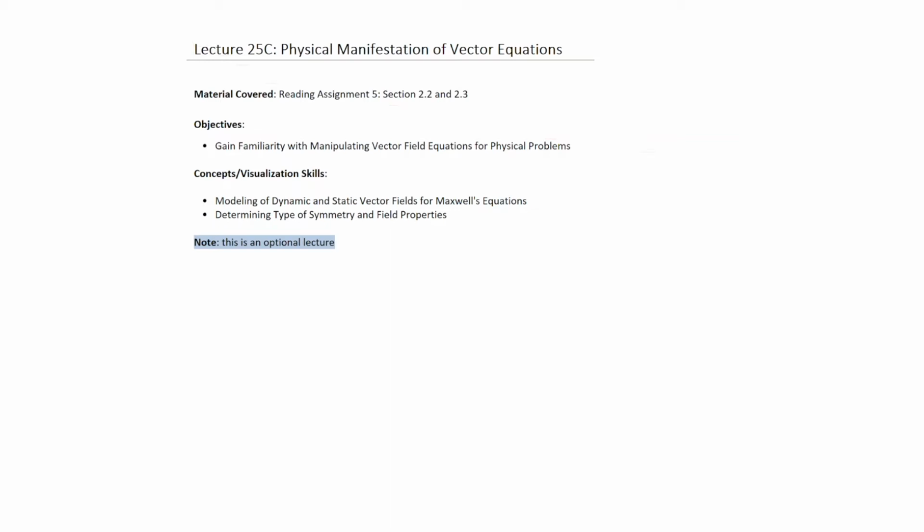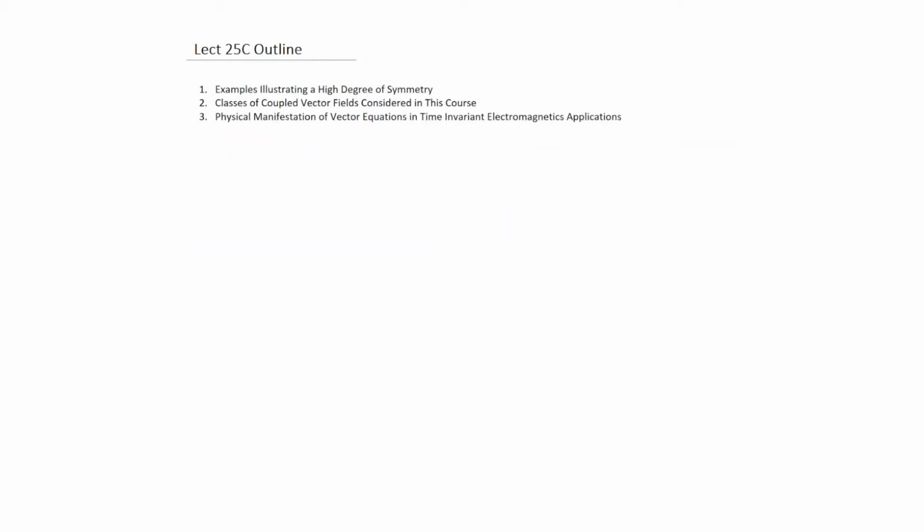So the objective is more or less to gain familiarity with manipulating vector field equations for physical problems. And the concepts and visualization skills are modeling of dynamic and static vector fields for Maxwell's equations and determining the type of symmetry and field properties. And so this is very relevant to your ECE 221S course that you'll be taking next term. As usual, the second slide is just a summary of the slides to follow, so we'll just move on.